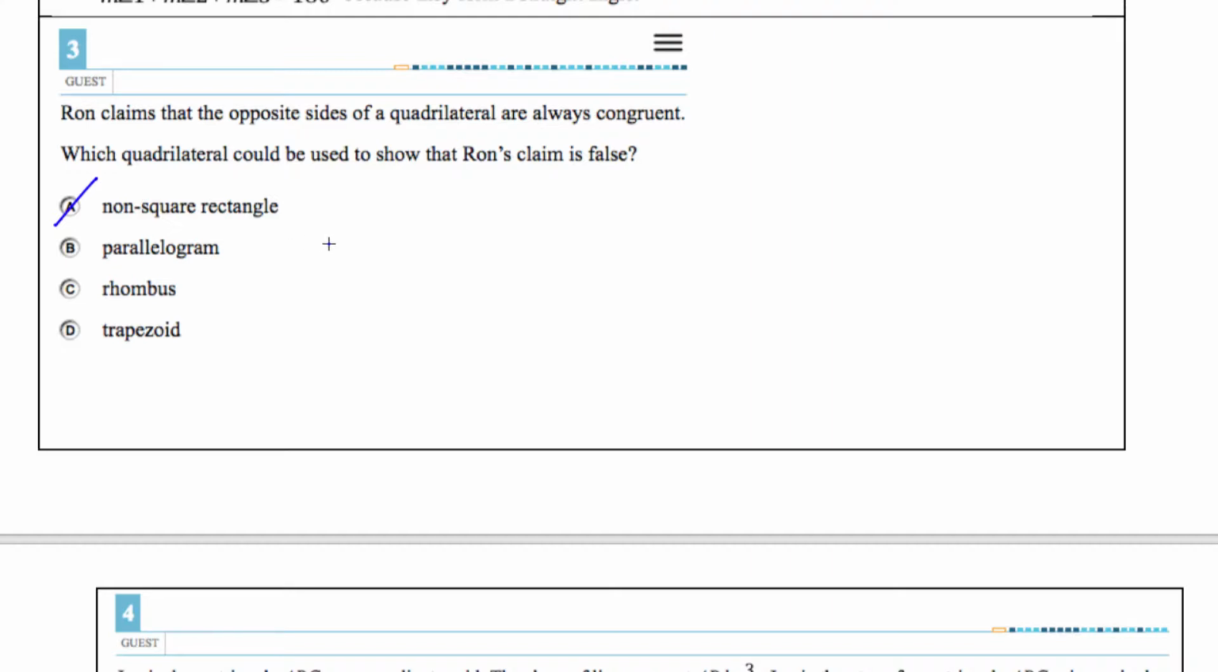A parallelogram, what does that look like? A parallelogram looks like this. Again, these sides are congruent. These sides are congruent. Not helping us. No. That still matches Ron.